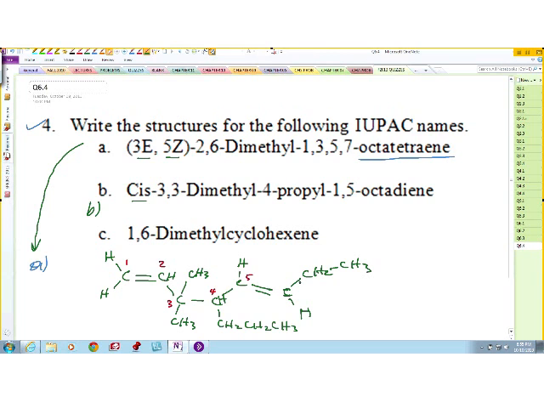Oh, wait a minute. They want the 6, right? Oh, we want this. I'm sorry about that. We want the 6, so that means the hydrogen will be here, and this will be here. So that would be the compound they wanted us to write. This is the cis isomer right here. The double bond here is cis. Now, if they had told us to do the E/Z stereochemistry, this would be Z right here. So I think now we've done B. Okay, everybody got that?